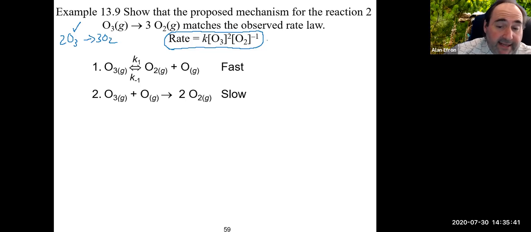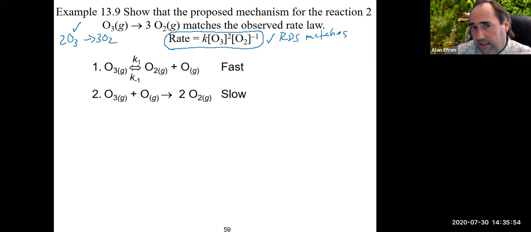If we find again that the RDS has a rate law that matches the one that was found experimentally, that would be our second check that we need to say, hey, I think this is a plausible mechanism, a good mechanism. And again, if either of those two things doesn't happen, then this would not be a good mechanism, not a technically plausible mechanism to occur.